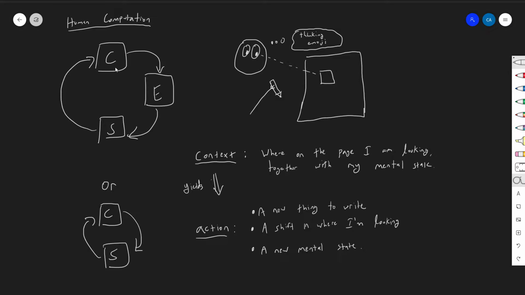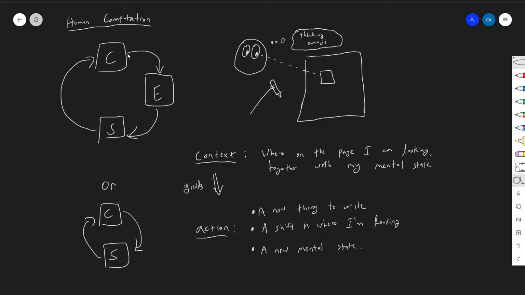And we observe the paper in a particular mental state, and that produces the context. And so the context, just to say again, is two things together. It's where on the page I'm looking, the particular thing I'm looking at on the big page overall, together with my mental state. That's the context. So I observe the paper and obtain a context.